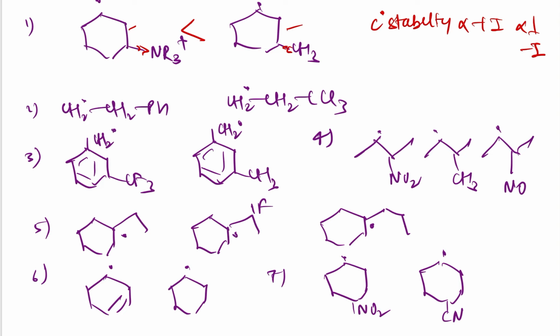In the second case, the stability will be: more +I, more -I. CCl3 is more -I as compared to phenyl, which is less -I. So phenyl will give it more stability. We can see this with the help of the -I table, and we can calculate the values.